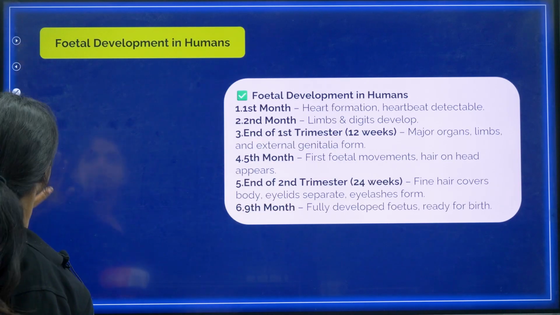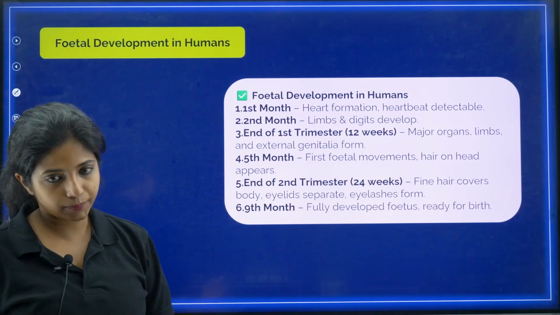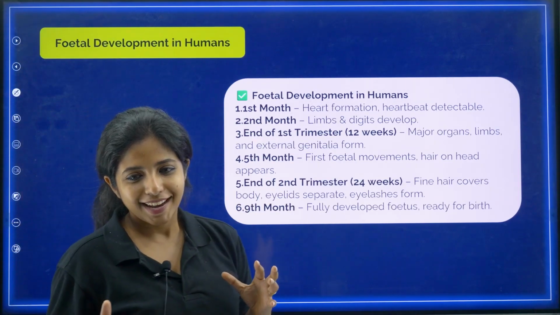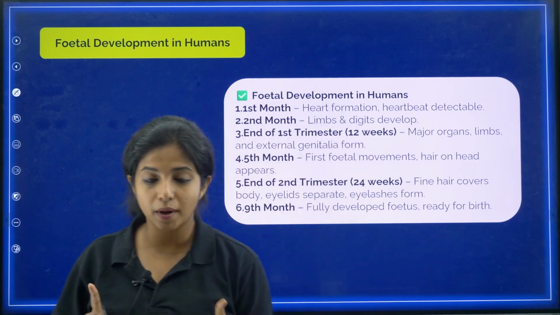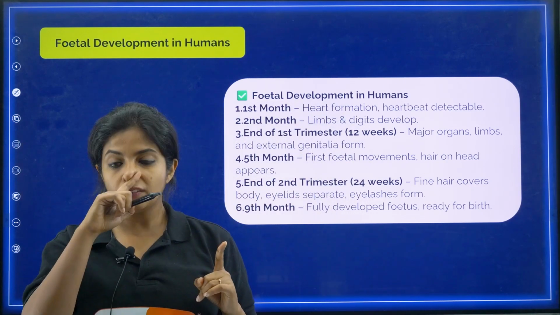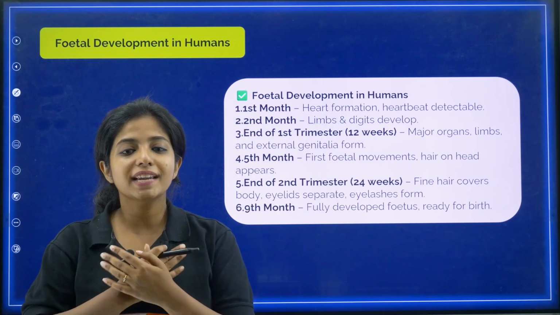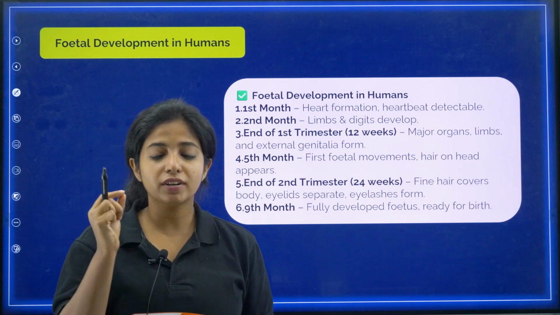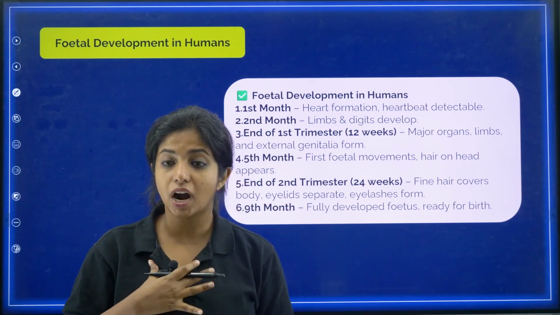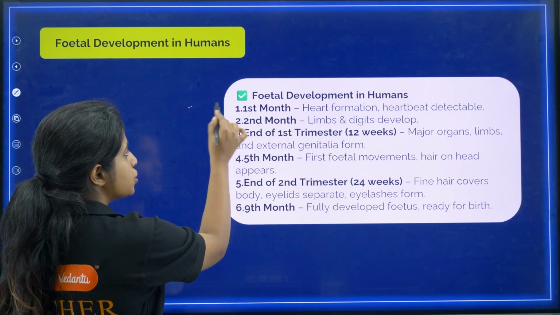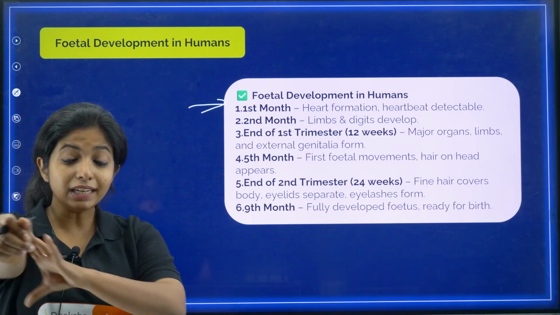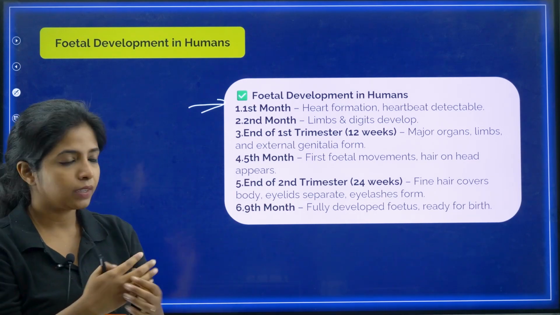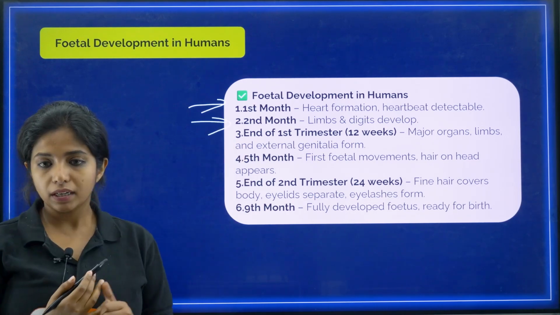Now, going ahead, fetal development. How does the fetus develop? By the end of the first month, my dear children, you can hear the heartbeat, which is the first sign of pregnancy. Heart formation, heartbeat will be detectable by the first month. In the second month, the limbs and the digits would be visible, developing.